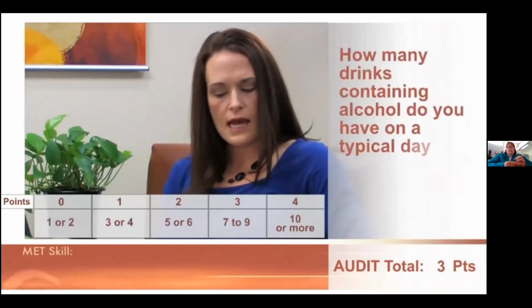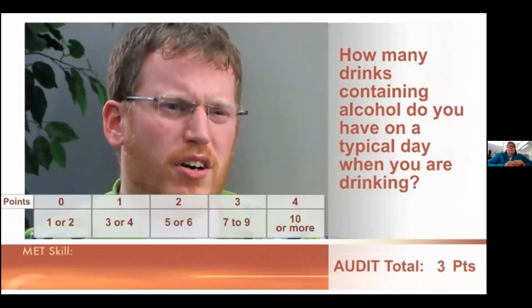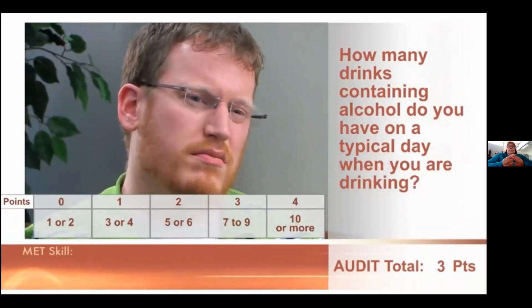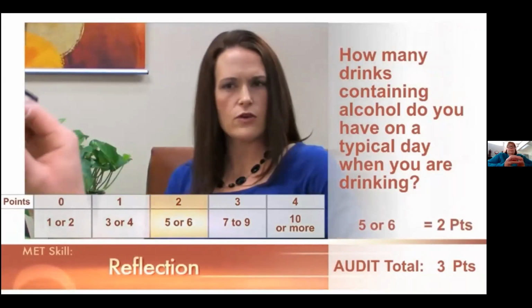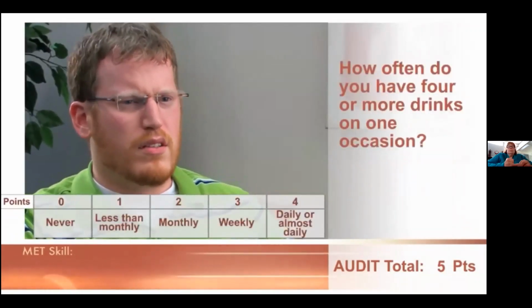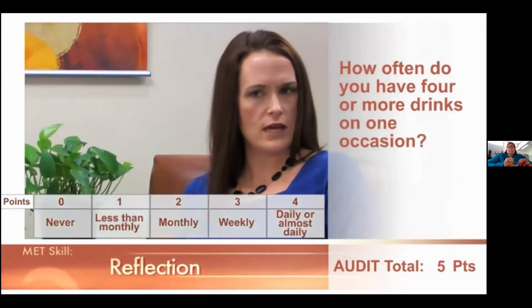And how many drinks containing alcohol do you have on a typical day when you're drinking? Not that much. I'll have maybe 4 beers and then a couple of shots, so I don't know, maybe a total of 6. Okay, so it sounds like a standard for you might be 6. And how often do you have 4 or more drinks on one occasion? Based on what you've told me so far, it sounds like this is weekly for you. Is that right? Yeah, I think weekly is fair.